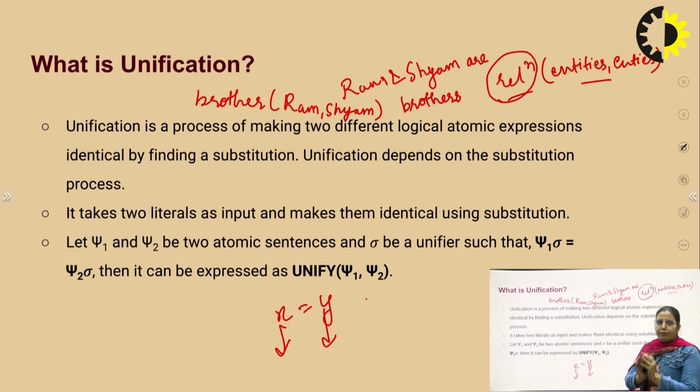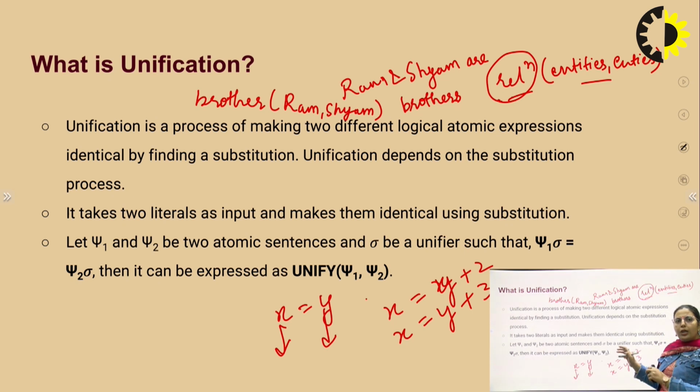It means there are two different things. Suppose x is equal to y plus 2 and another one is x is equal to y plus 3, then these two expressions are completely different. If we apply the unification process, then we have to make these two expressions identical. Identical in the sense that we either make the first expression the same as the second, or make the second expression the same as the first. So this is what unification is.